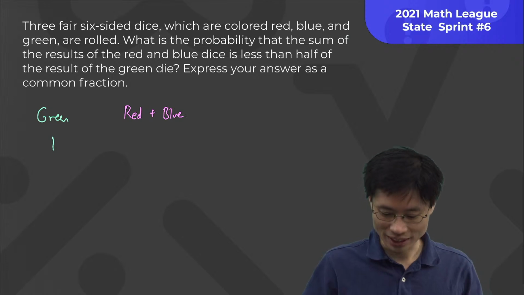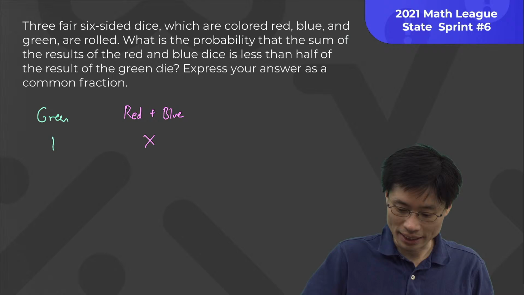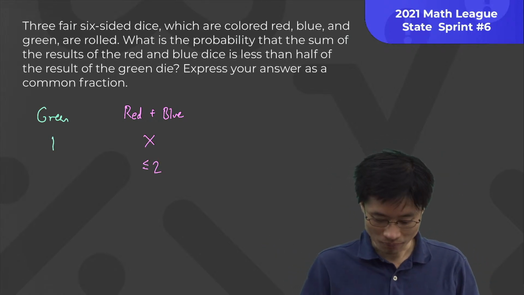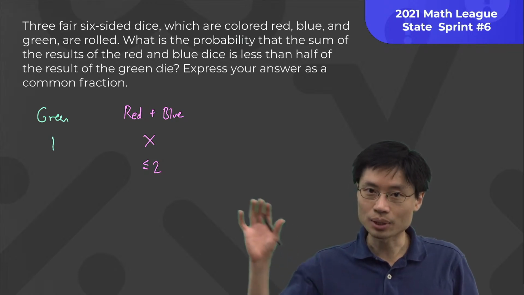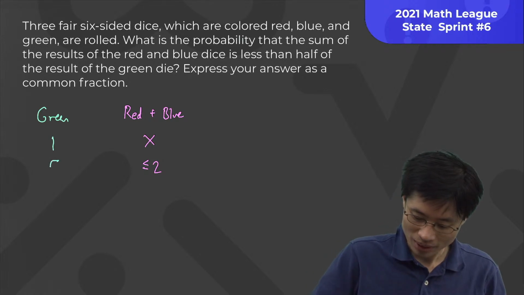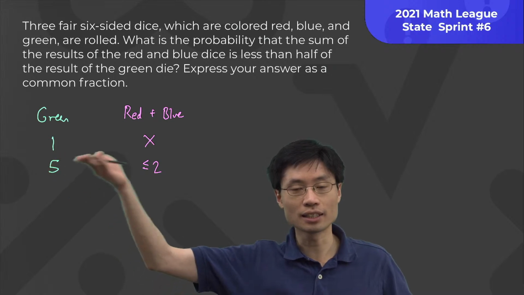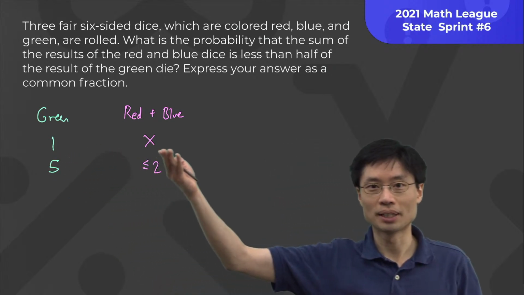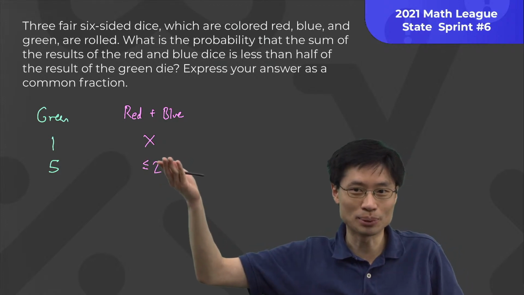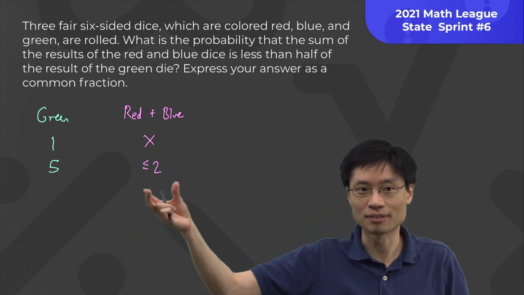So I see that over here it's like, no, there's no way you could do this. But if I could make the sum of the red and the blue dice less than or equal to 2, which is the absolute bottom it could be, then that would correspond to the green die being 5. If I had anything higher, like 4, to be less than half of the green die, I have no choice. I can't get red plus blue to be less than 2. 5 is the first place that I can get less than half.